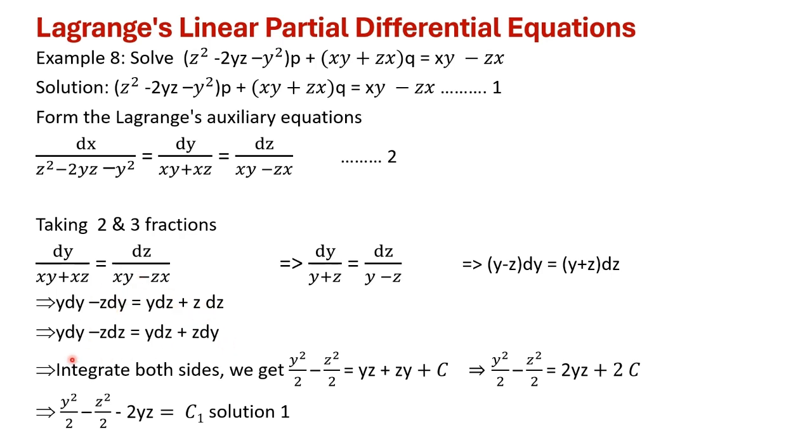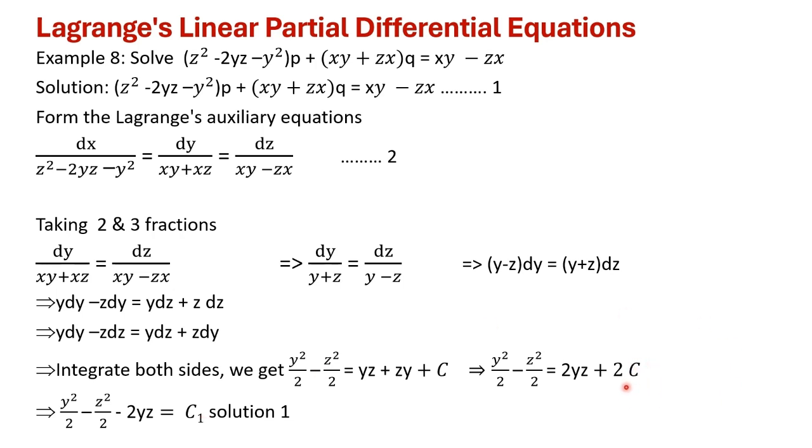We get this. On integrating both sides, this y will become y square by 2, minus this z will become z square by 2. Integration of y dy: y is constant and dz will be dz, plus here z is constant, integration of dy will be y. So simplifying it, we get this. Bring this 2yz to this side. So we get this, and here 2c is there.